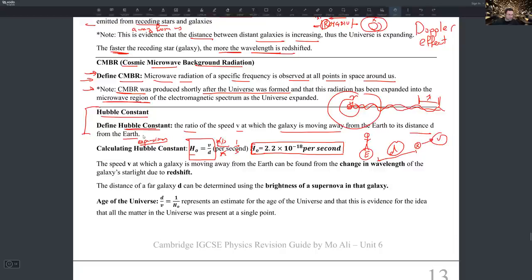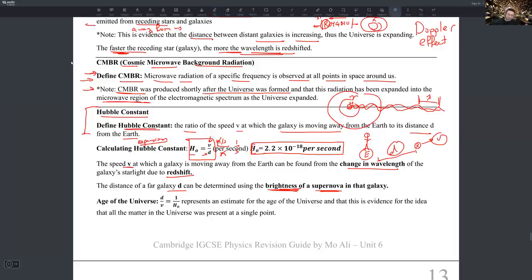And H is called H0, but it is H equals V over D. And then what did I benefit from it? How did we get V and how did we get D? Well, the speed of a galaxy is found from the redshift. Remember when we said the faster it's moving away from us, the more redshifted the wavelength will be. So the speed of a galaxy is from redshift. The distance away from that galaxy is obtained from the brightness of a supernova.